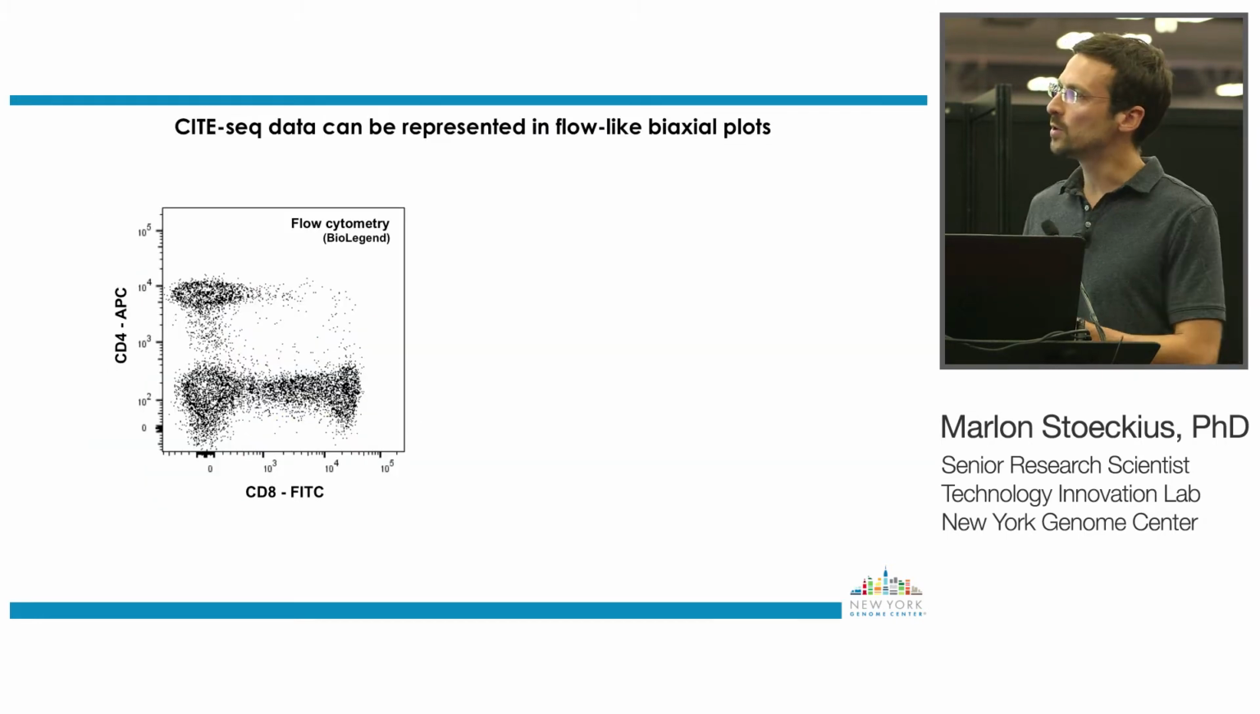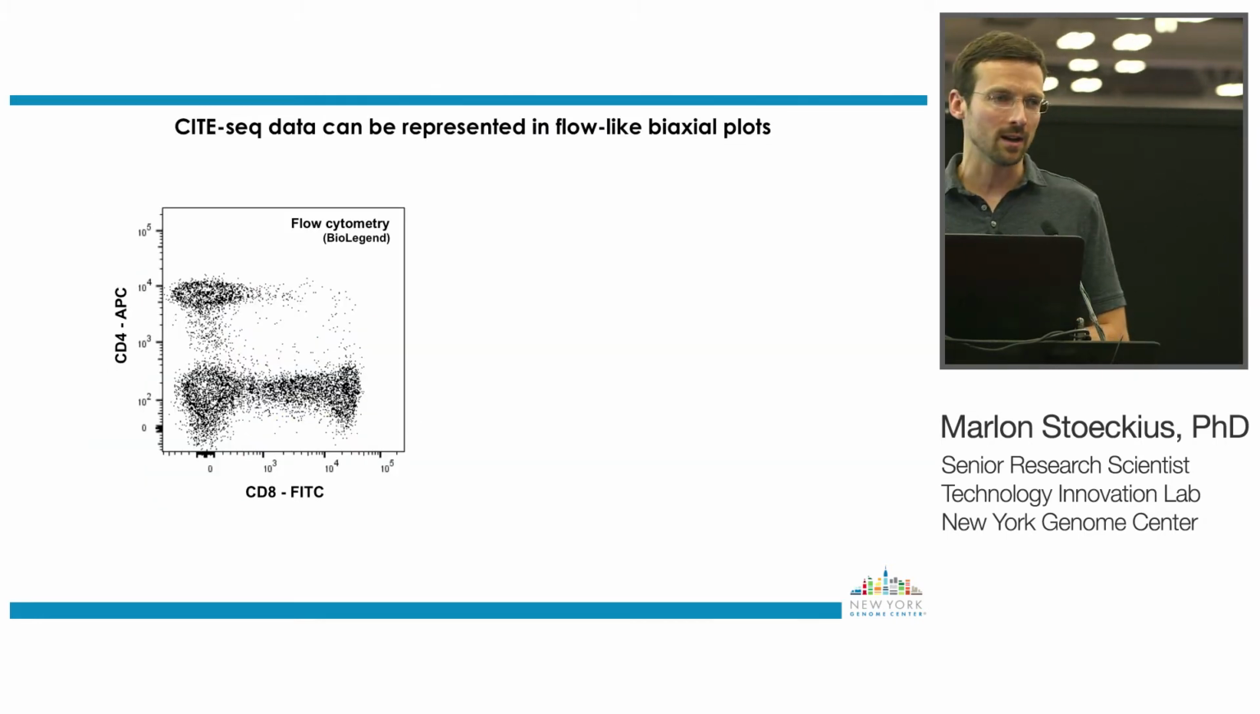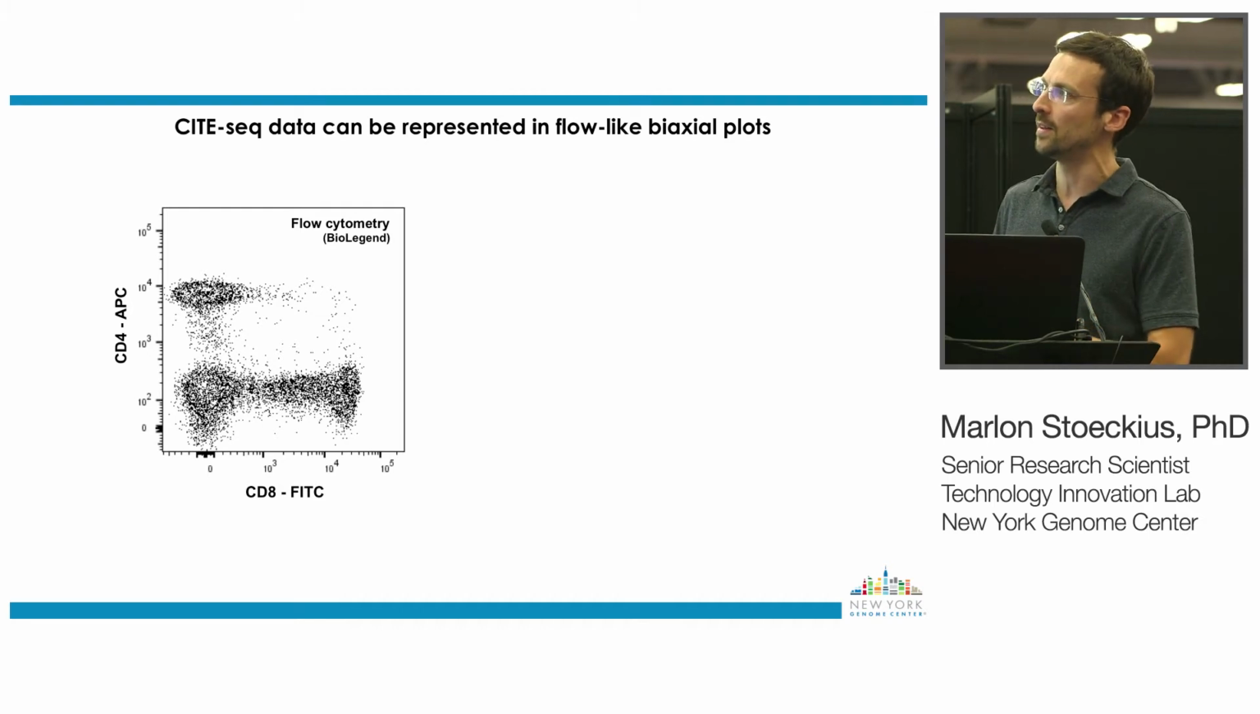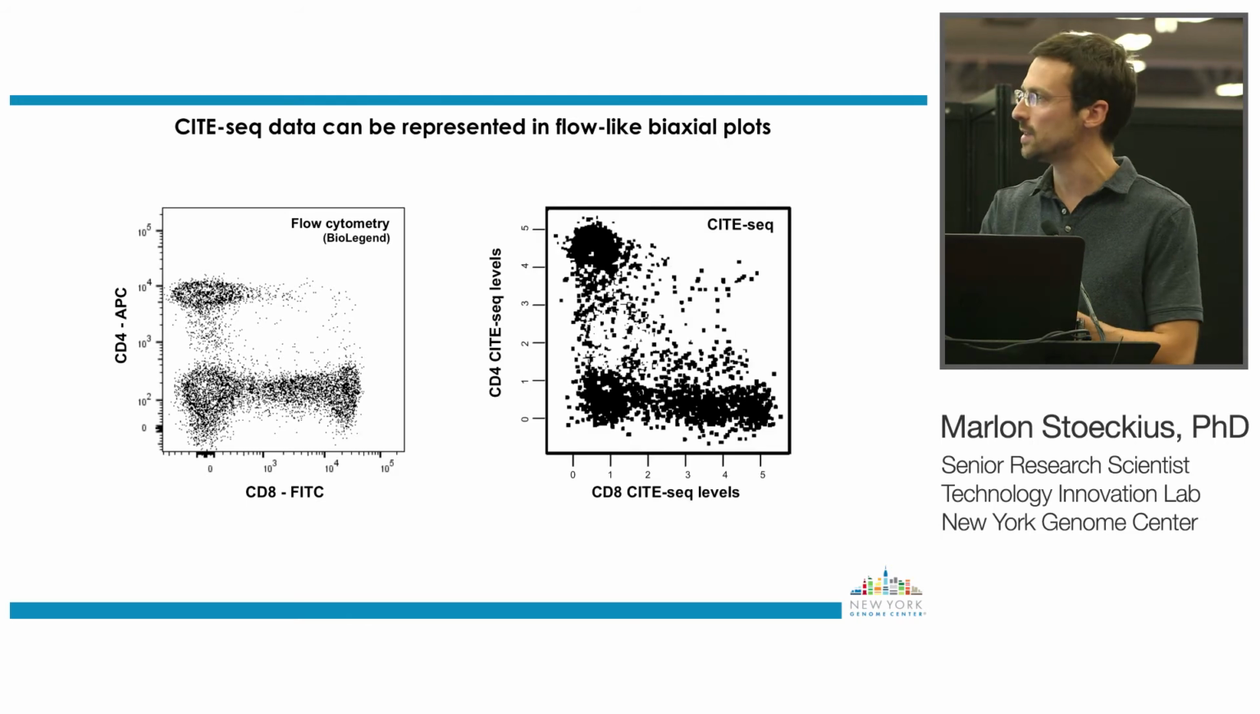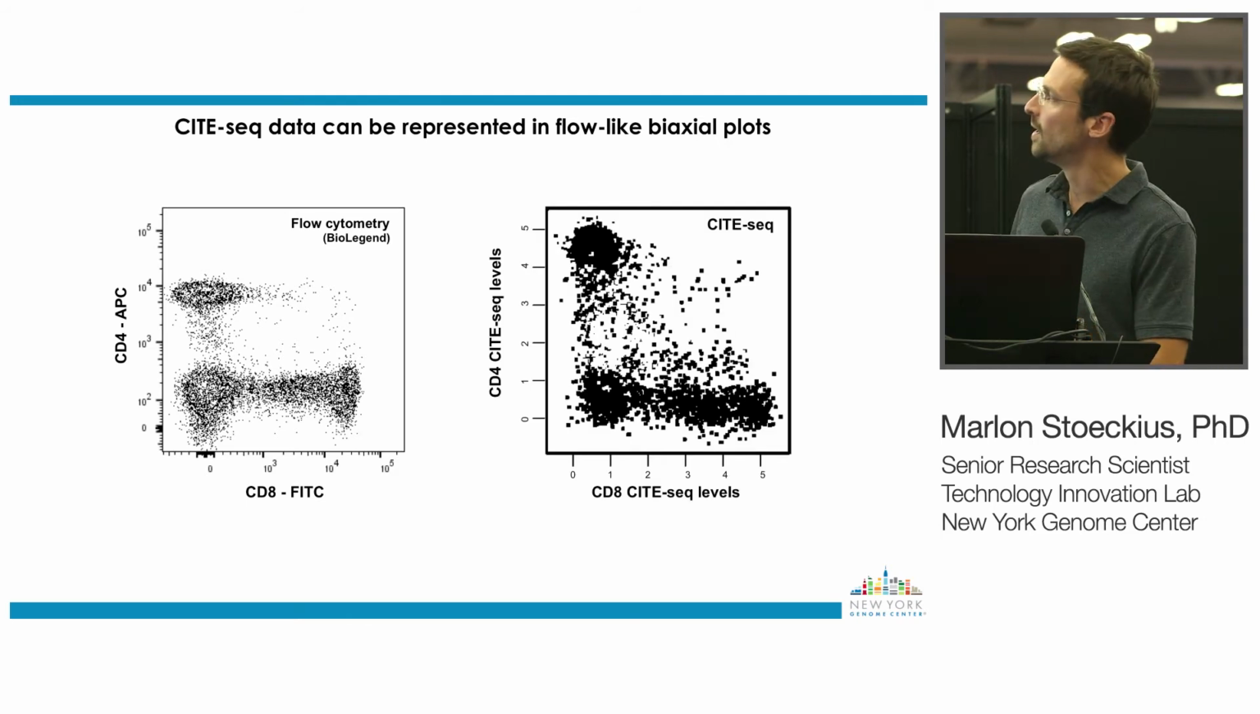So one thing that we're used to looking at when we talk about surface markers, as I said before, are these biaxial plots. For example, CD4 versus CD8. You see this nice mutually exclusive expression pattern. CD8 T cells, CD4 T cells. So we can do exactly the same plots for CITE-seq, where you see the same sort of behavior of the expression of the cells, although that's now a completely different sample.